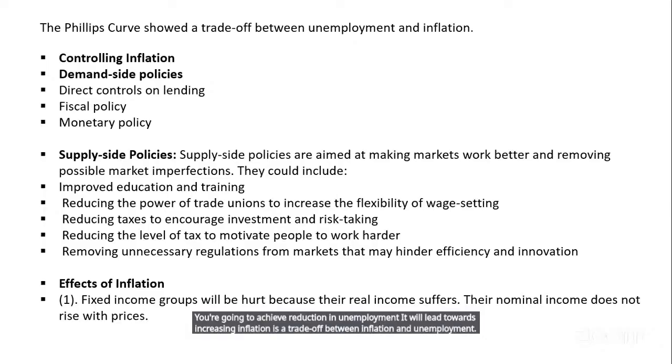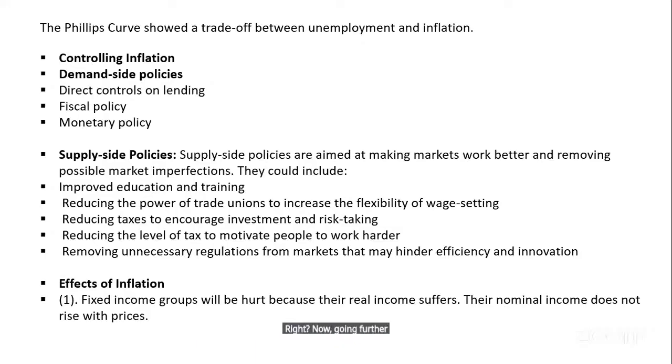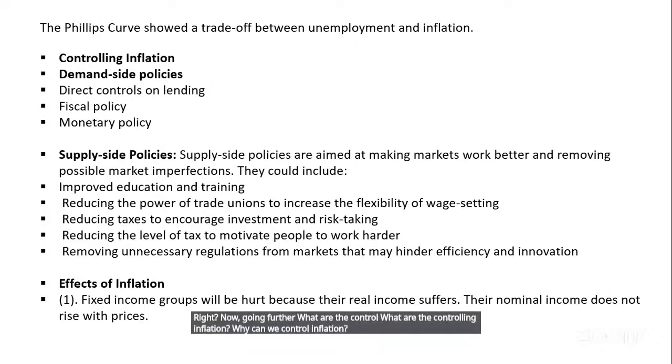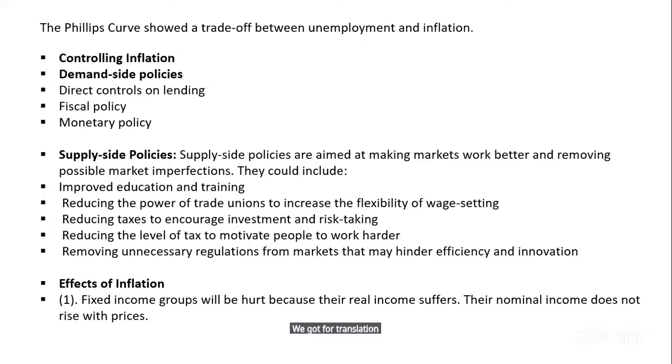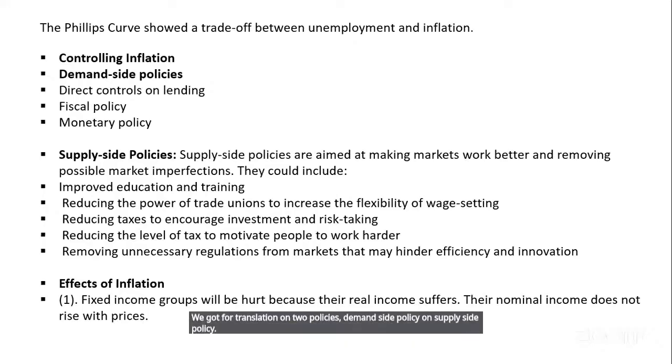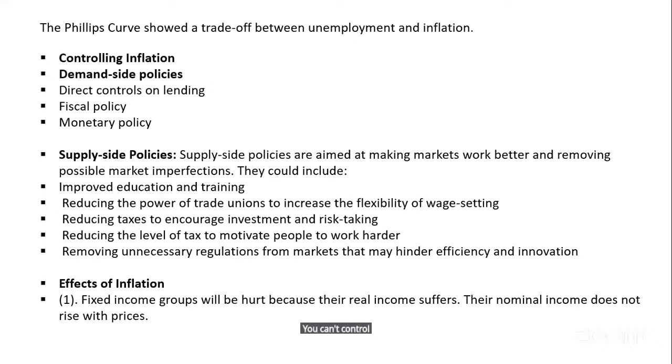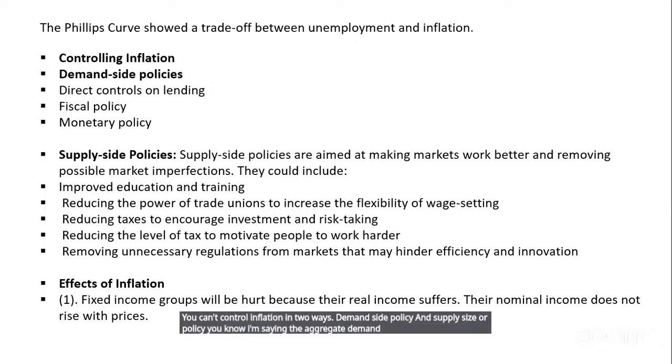Right? Now, going further, what are the ways of controlling inflation? How can we control inflation? We can control inflation in two ways: demand side policy and supply side policy. You know, I'm saying that aggregate demand pull and supply cost push. Demand side policy and supply side policy.